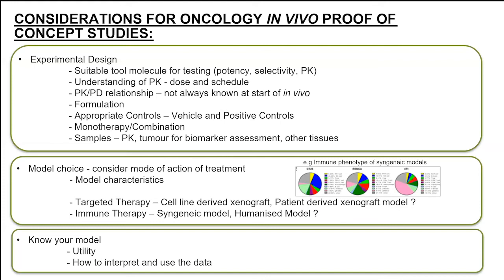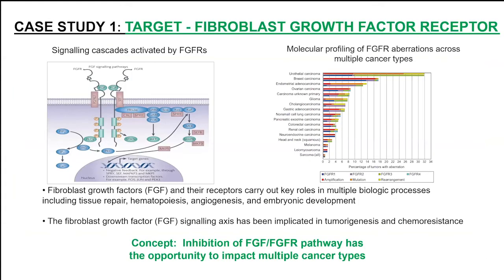If a cell line isn't available, you can use patient derived xenograft models. And for immune therapy, syngeneic models, also genetically modified models and humanised models are commonly used. But I think overlaid on top of all this, it is about understanding your model and the utility of the model. They all have advantages and disadvantages, and it's about being able to interpret and use the data that you generate from your studies in the right way to be able to drive your project forward. So I'll move on to the case study.